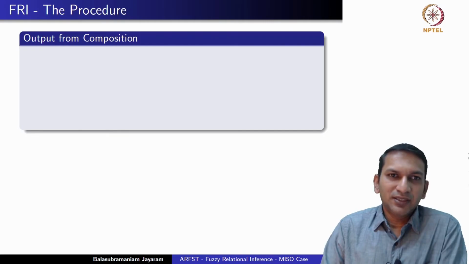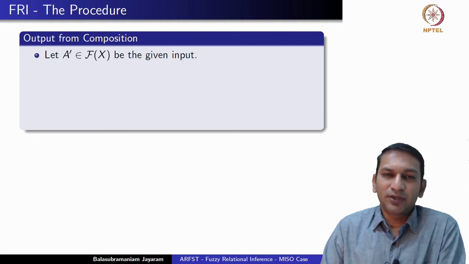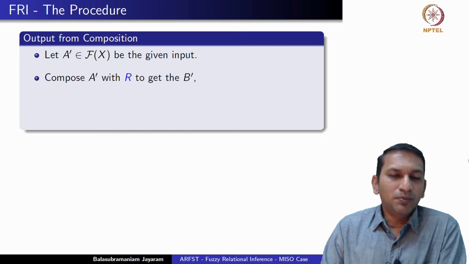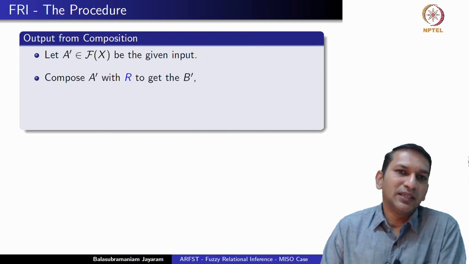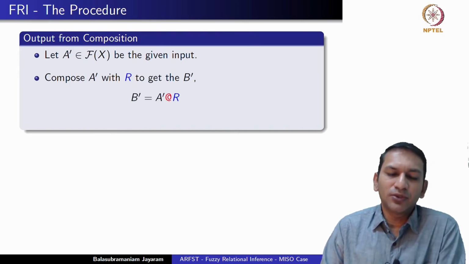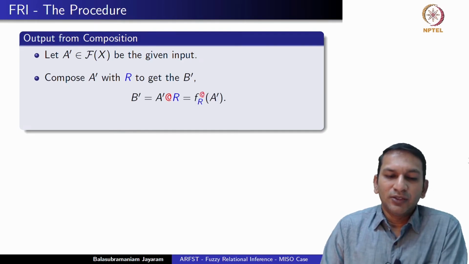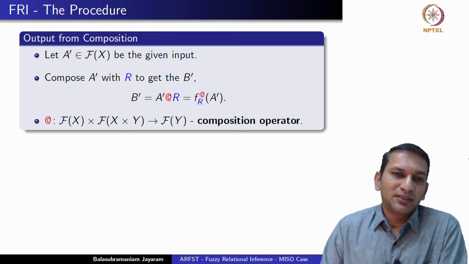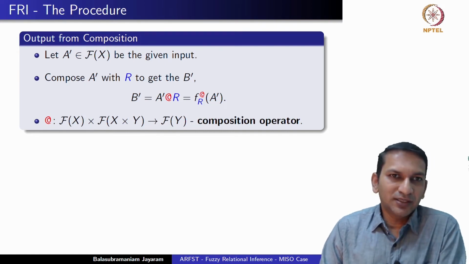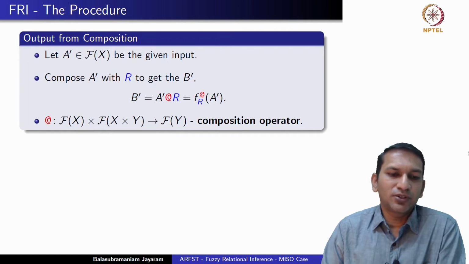Once we have built this, given an input A dash, which is again a fuzzy set on X, we obtain the output B dash, which is a fuzzy set on Y, by composing A dash with this relation which captures the rule. We have seen that this composition operator is essentially a function which takes a fuzzy set on X and a fuzzy relation on X cross Y and outputs a fuzzy set on Y.